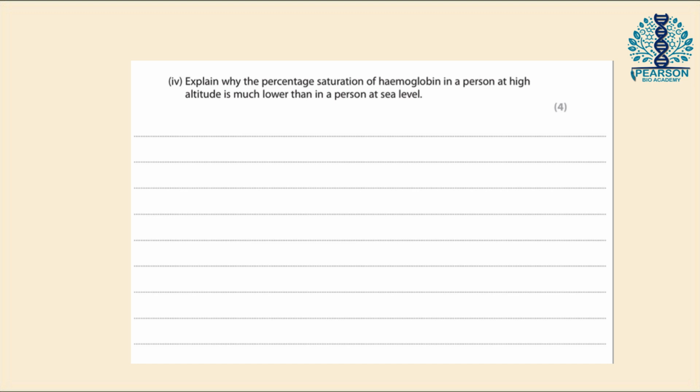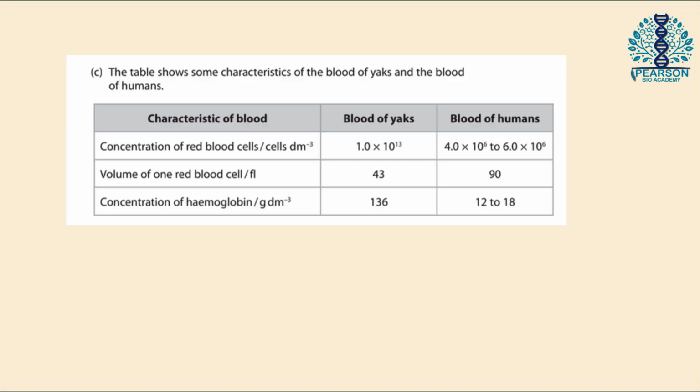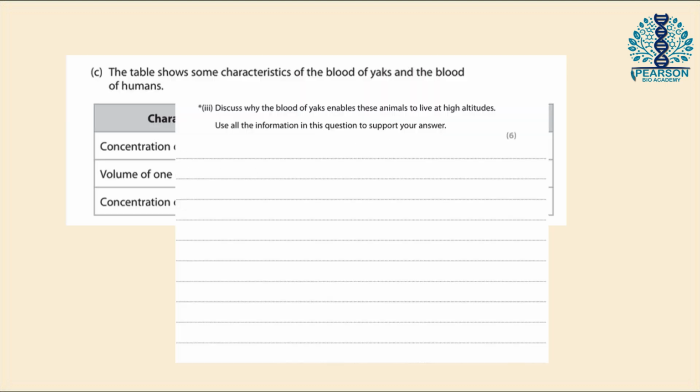The next question: explain why the percentage saturation of hemoglobin in the person at high altitude is much lower than in a person at sea level. This is a very important question, and I would love to explain this because this type of question has been repeated often in past papers. Anyway, there is another question about yak animals. We will see that in Jan 2023 question 7C. Again, it's the same concept but with a different situation. So, if you understand this question, then writing that one becomes very easy.